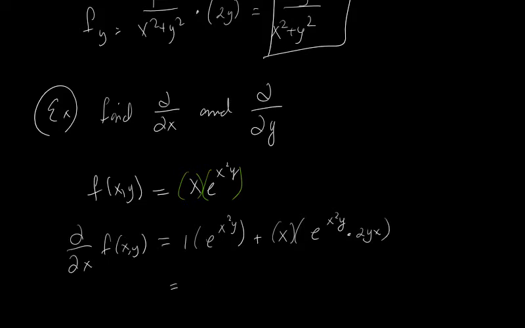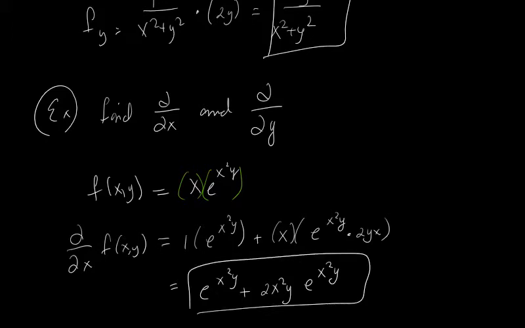Okay, so this comes out to be e to the x squared y plus, okay, so we've got 2 times a y times an x. So that's 2 times x squared times y, e to the x squared y. And there we have it. There's our derivative, our partial derivative with respect to x.